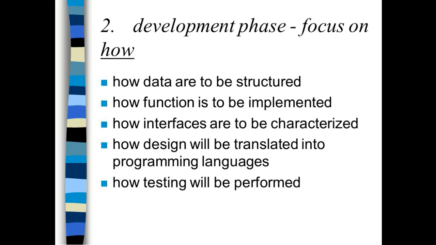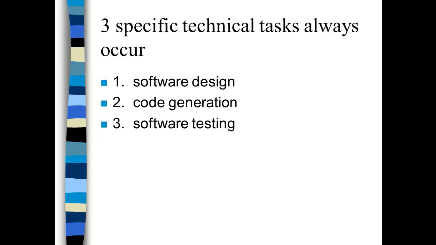In the second phase, we need to focus on how the data is to be structured, how a function is to be implemented, how interfaces are to be characterized, how design will be translated into programming languages, and how testing is to be performed. In this phase, the three technical tasks we need to do are software design, code generation, that is the programming language code we have to write, and software testing. We need to check whether the code is giving the desired result or not.